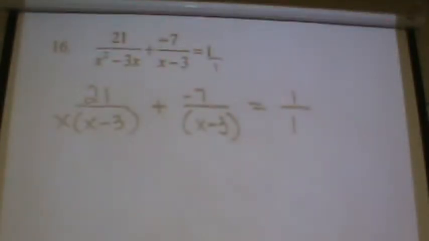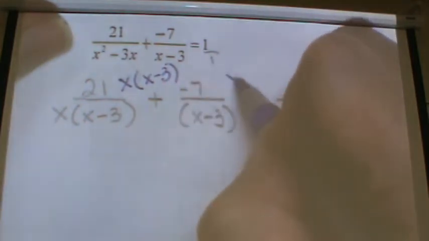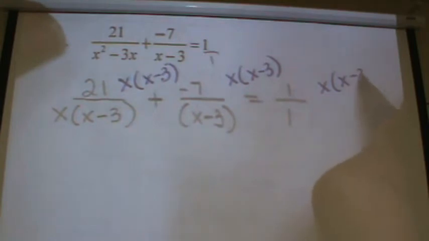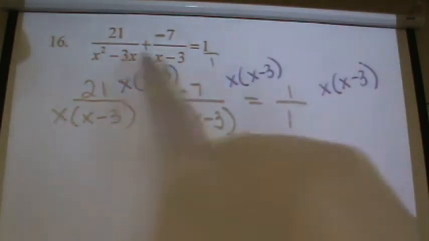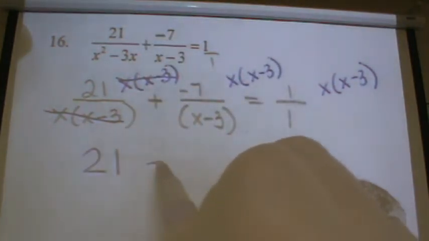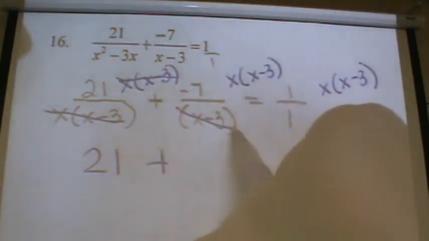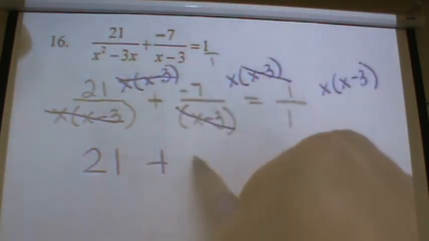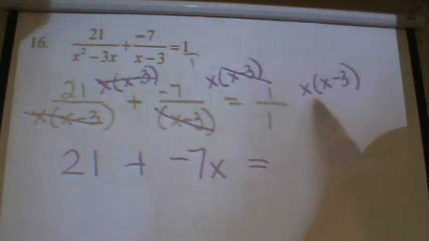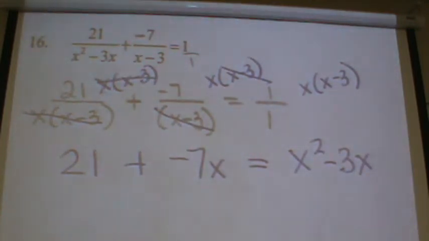Okay, what's my common denominator? X minus 3. X minus 3, x minus 3, right? What cancels here in the first fraction? All except what? Yep. What cancels here? What's left? What's left here? X squared minus 3x, right?